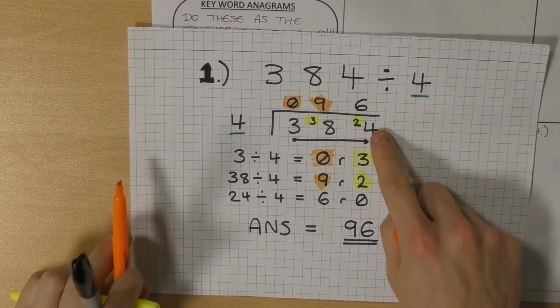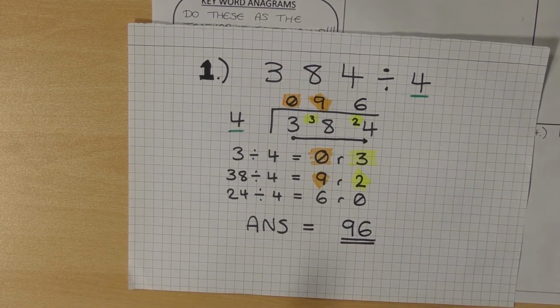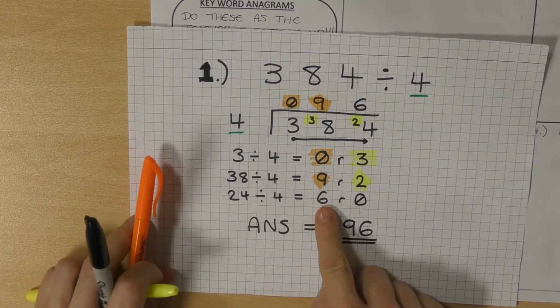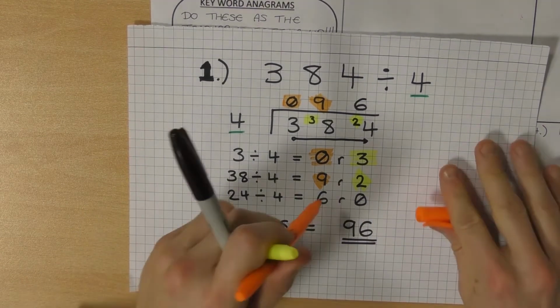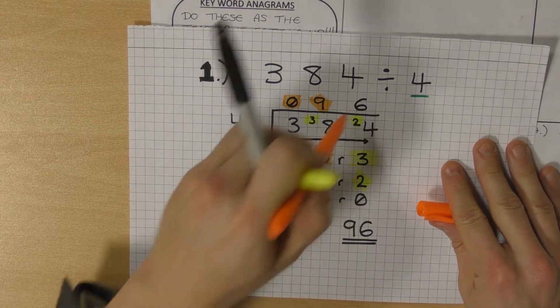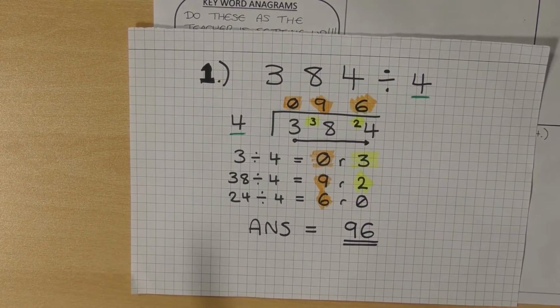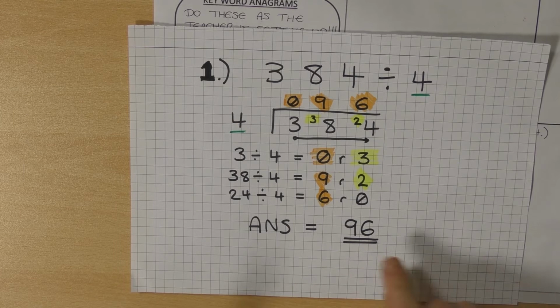I now have 24 divided by 4. 24 divided by 4 is 6 remainder none. The 6 will go above 24, and therefore my answer is 96.